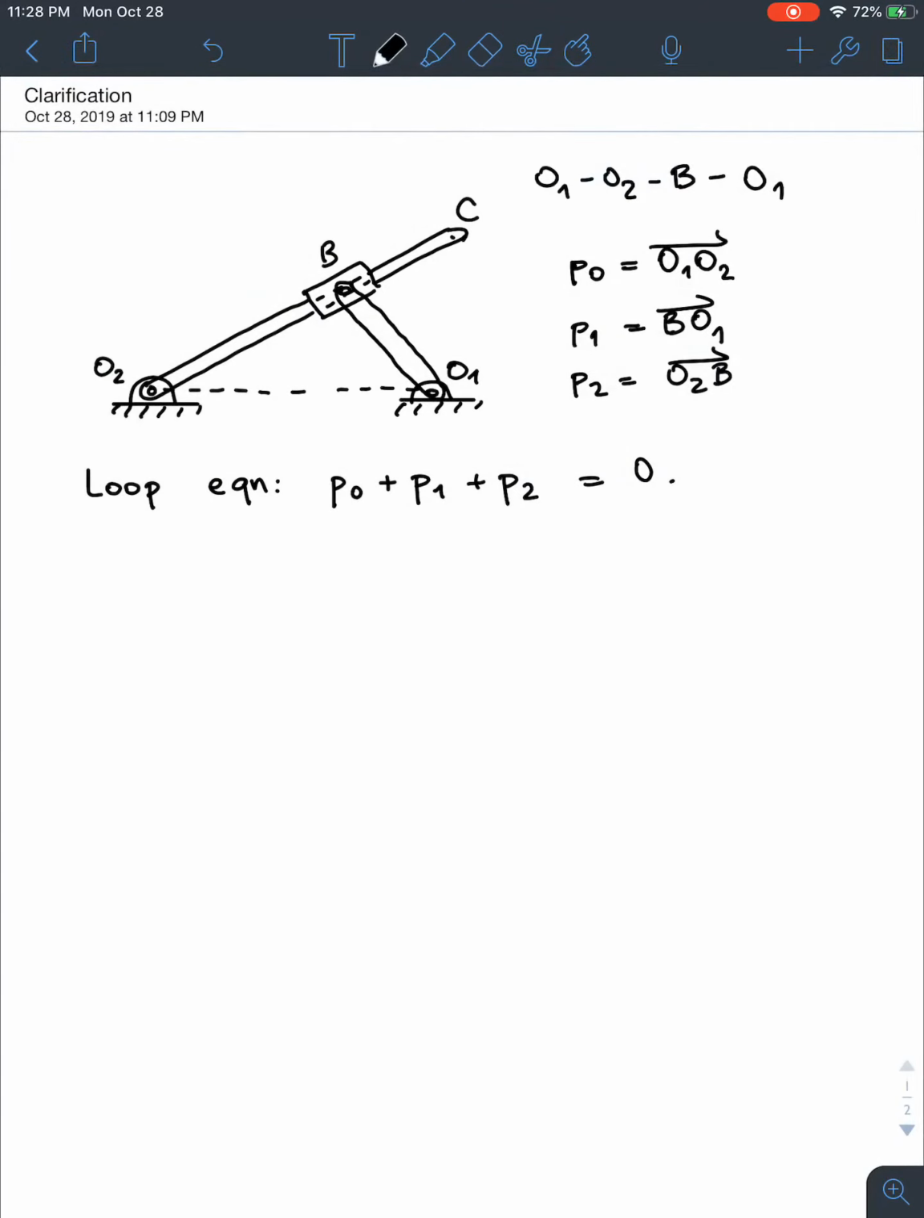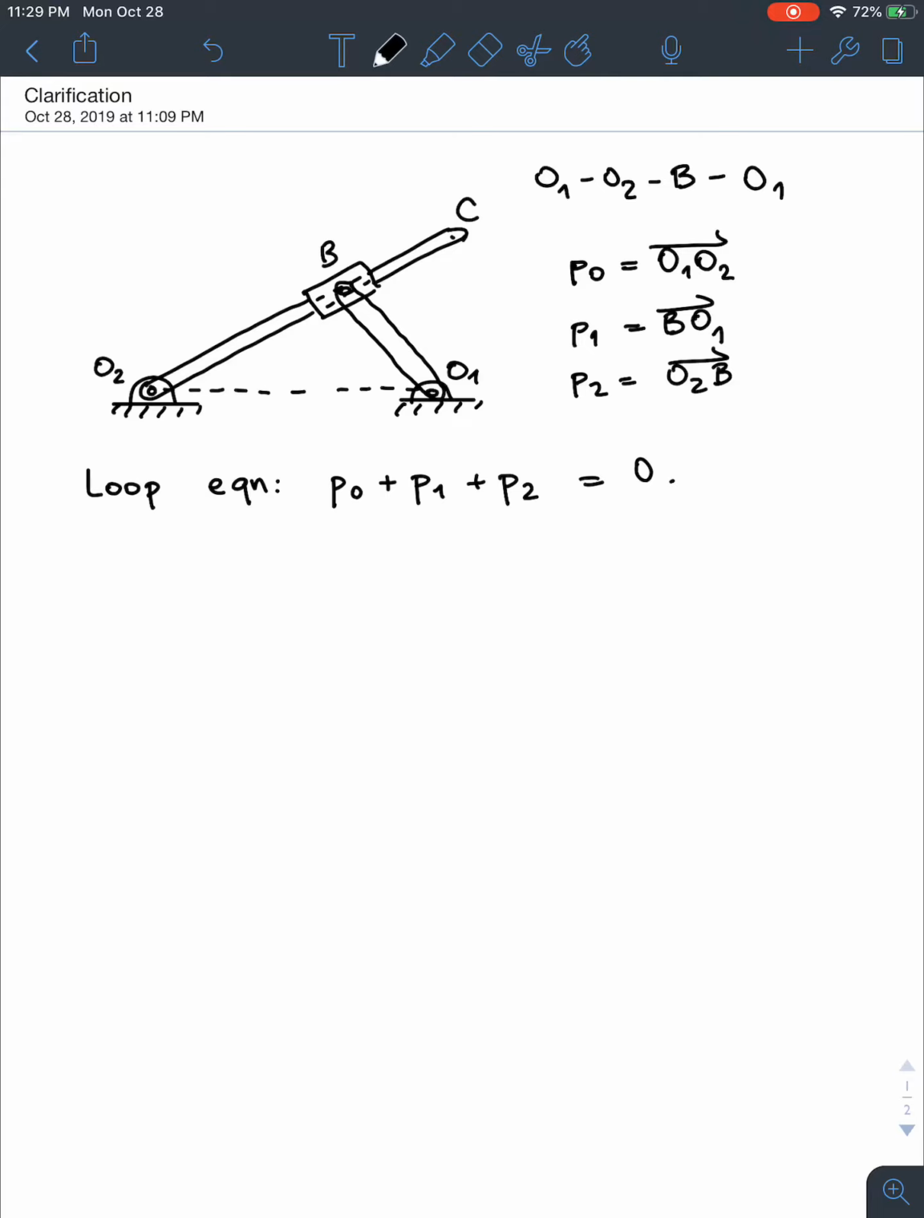Okay, I want to clarify this little stuff that I had a confusion on last week. In particular, this little stuff that I'm talking about is the derivative of the vector p2 in this diagram that goes from O2 to B.